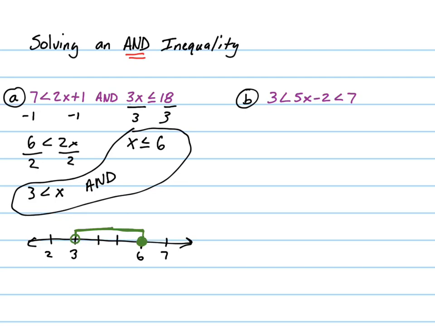Question B, same idea, except we're going to solve both ends of this inequality at the same time. We could separate it, but it's just easier to solve it at the same time, I think. So add 2 here, add 2 here, and add 2 here. So we're canceling from the middle. Now we've got 5 is less than 5x, which is less than 9. We're going to divide by 5. And so now we've got 1 is less than x, which is less than, in this case, let's just change it to 1.8.